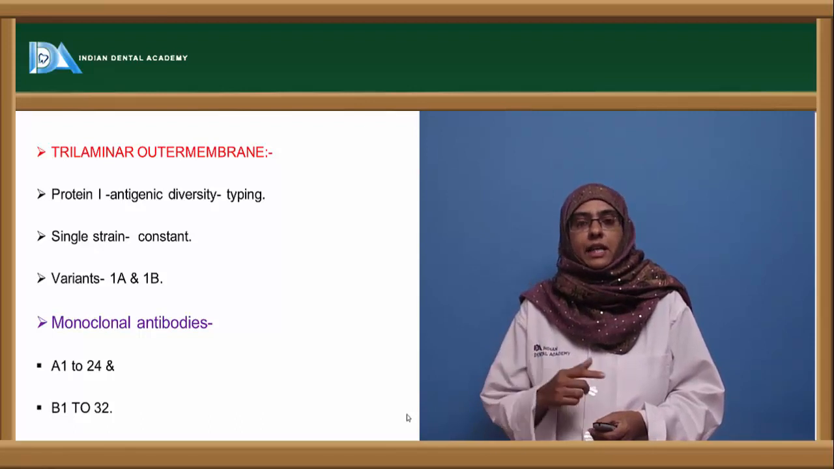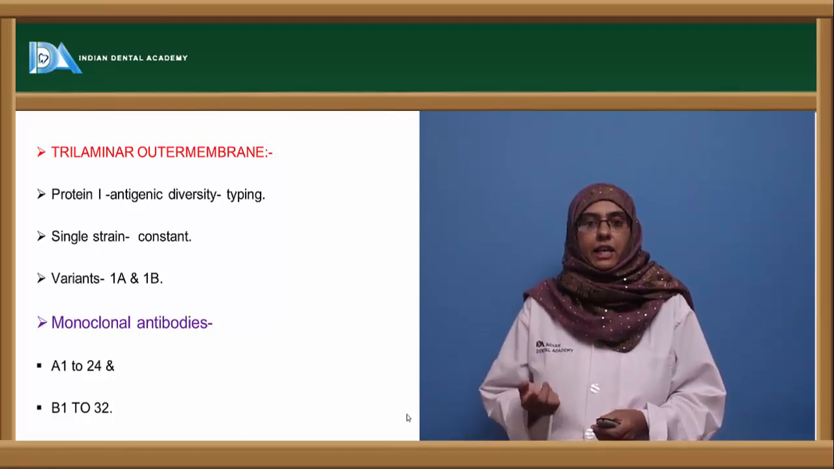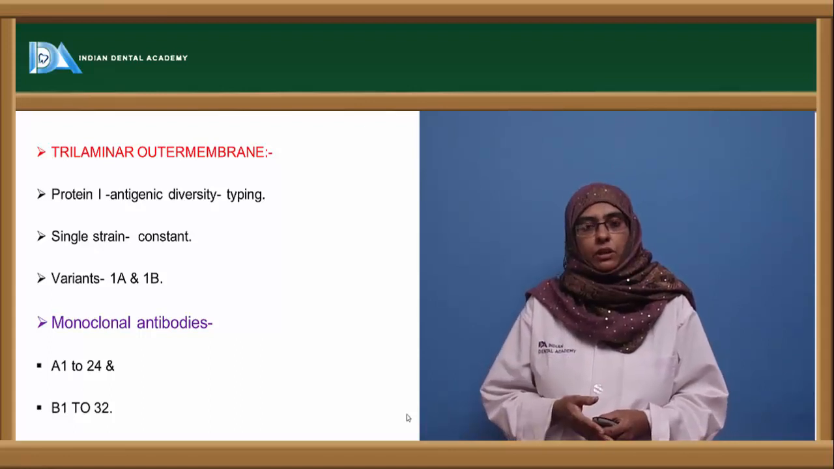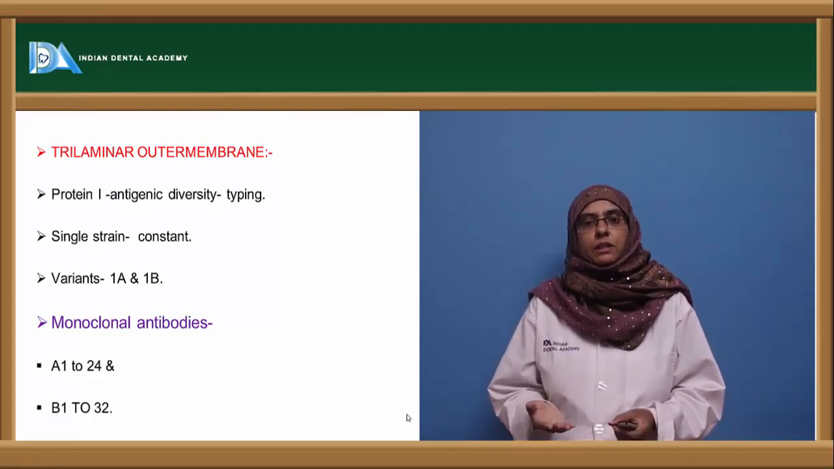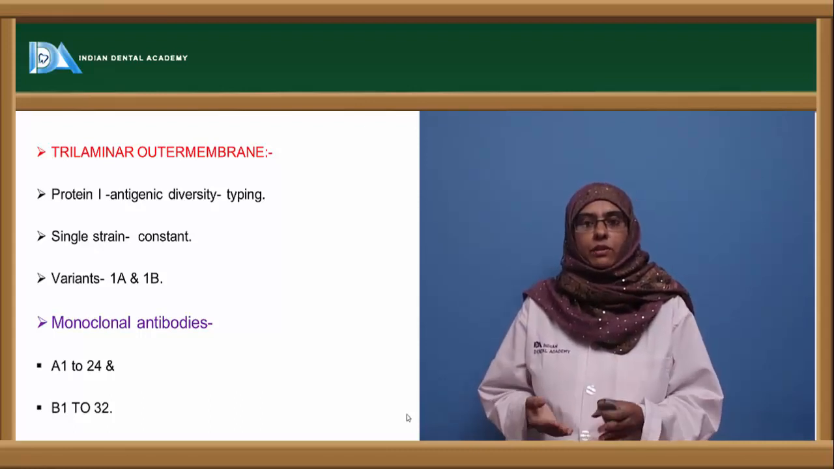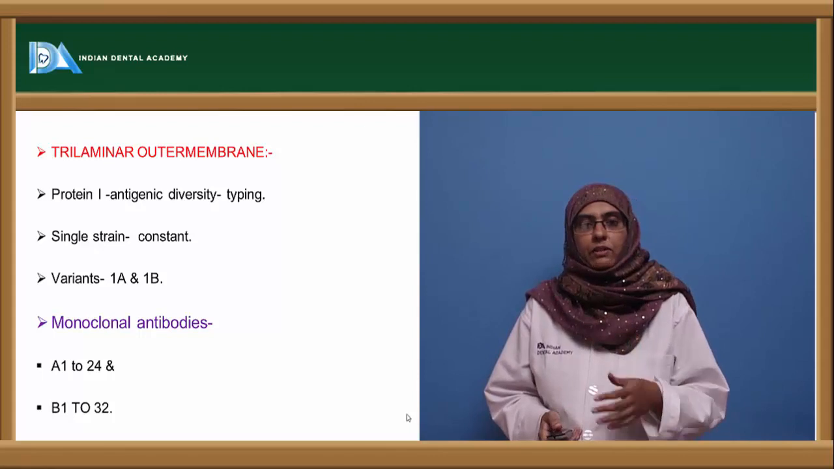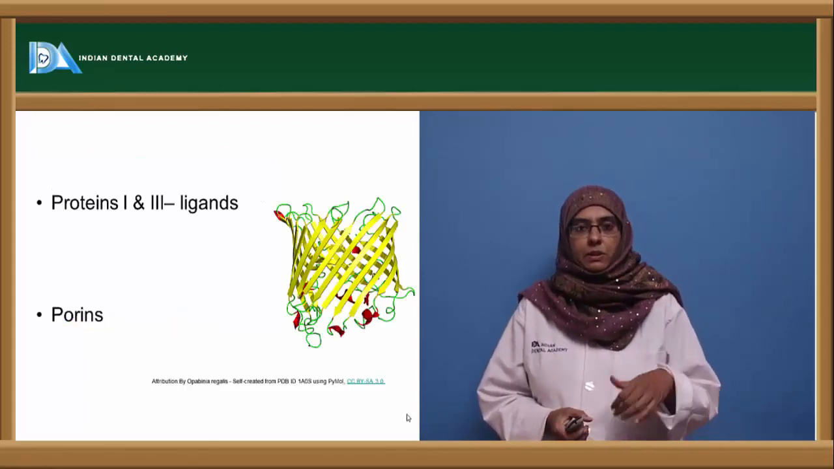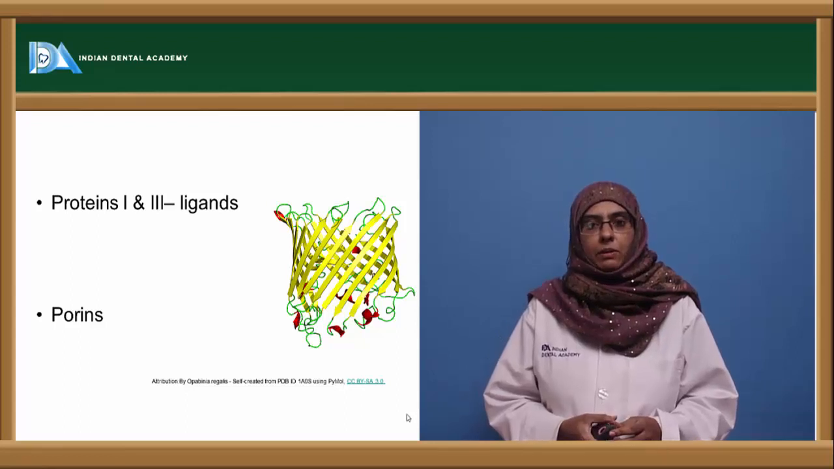They are called IA and IB. A strain can contain either IA or IB, but not both. And with the help of monoclonal antibodies, we are able to type these organisms into A1 to 24 and B1 to 32. So protein 1 is very essential for typing the Neisseria gonorrhoeae organism, and it is present in the trilaminar outer membrane protein.